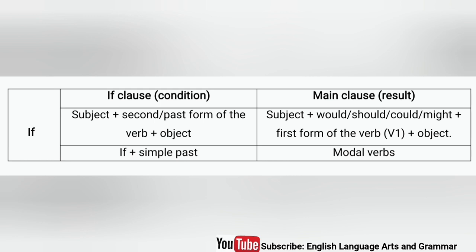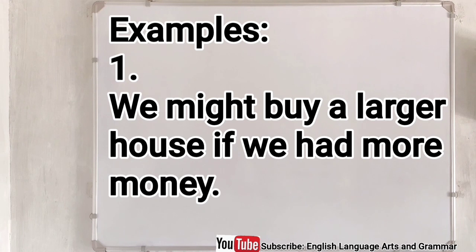The structure is: if clause, or we also call it the subordinate clause, if plus simple past, then the main clause with some modals. Example 1. We might buy a larger house if we had more money.